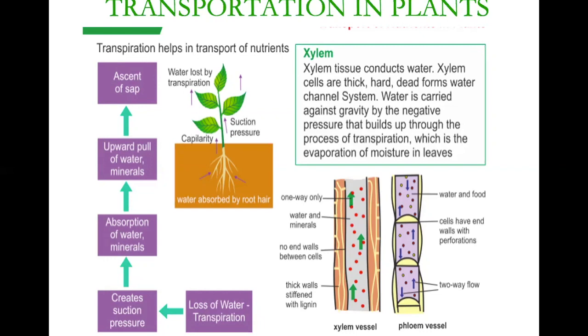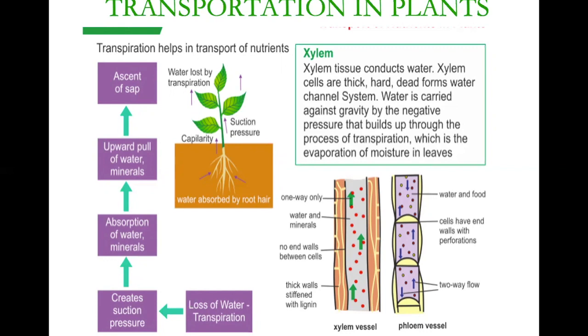This movement of water from the roots to the upper part of the plant is also called ascent of sap. Now, how does ascent of sap take place because of transpiration? Transpiration means loss of water taking place from the leaves. This creates a suction pressure and helps to absorb water and minerals. And this water and minerals move upward in the xylem. So this is ascent of sap taking place because of transpiration.